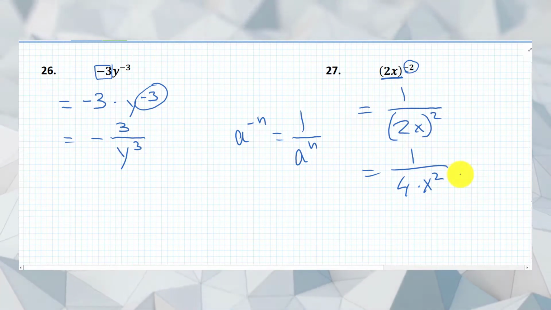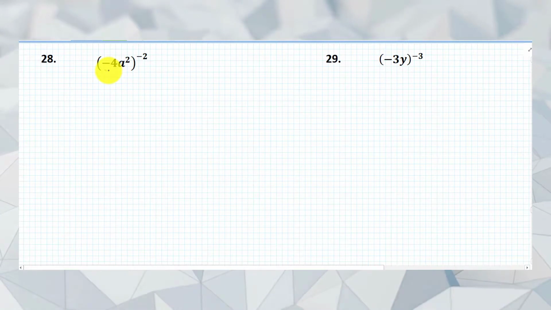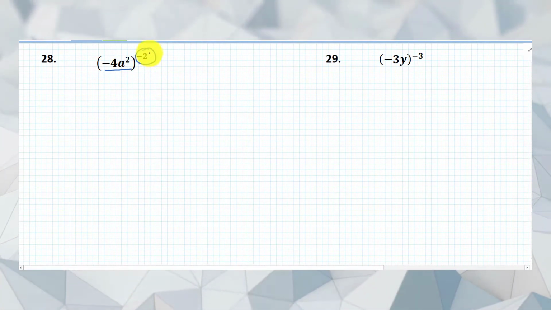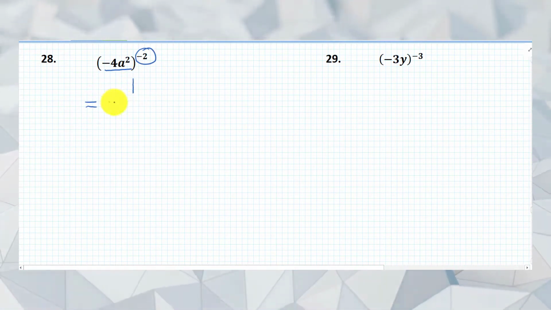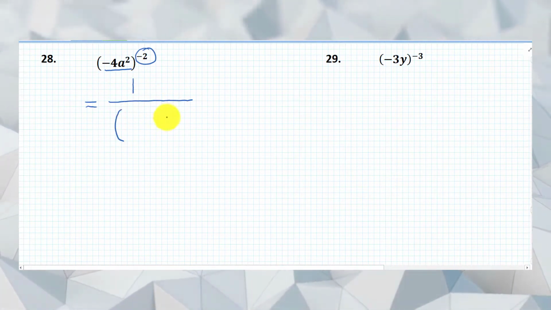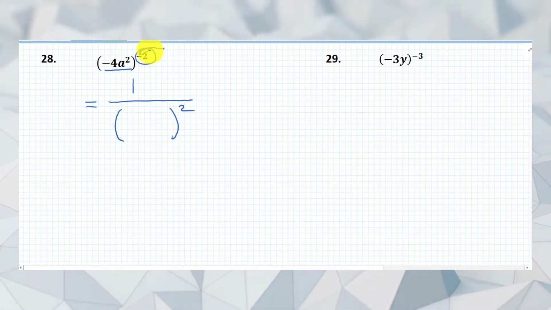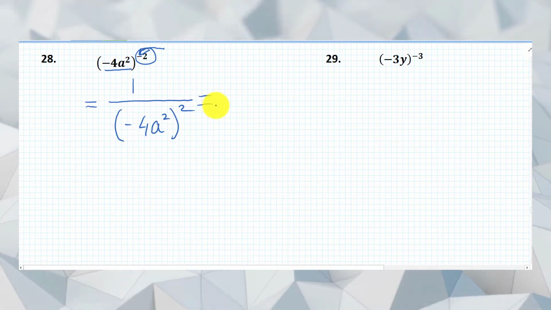All right, next examples, 28. So the base here is negative 4a squared raised to the negative 2. So let's take care of this negative 2 power right here. So negative 2 power tells me 1 over, and then the base to the second power. That's how I take care of this negative sign right here. What's the base? Negative 4a squared. Please be careful right here.